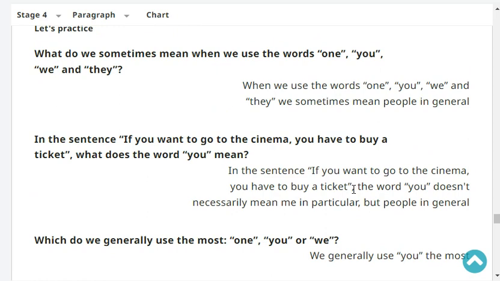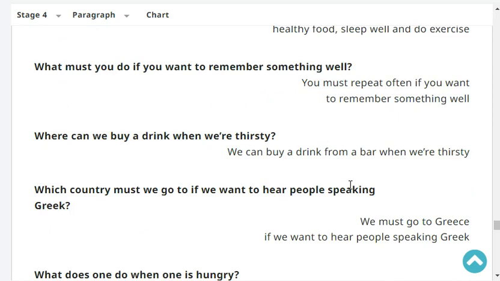In the sentence, if you want to go to the cinema, you have to buy a ticket, what does the word you mean? The word you doesn't necessarily mean me in particular, but people in general. Very good.